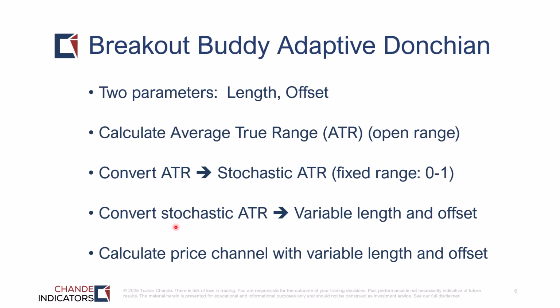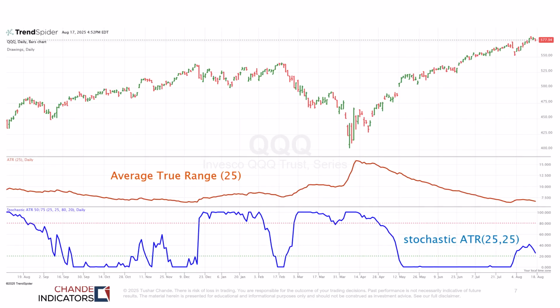So we convert the stochastic ATR value into a variable length and offset, and then we push this into the price channel calculation. And let me show you some charts to help you visualize. So on this slide, I show you three objects. The upper panel has the daily data for QQQ. The middle panel has the average true range over 25 days.